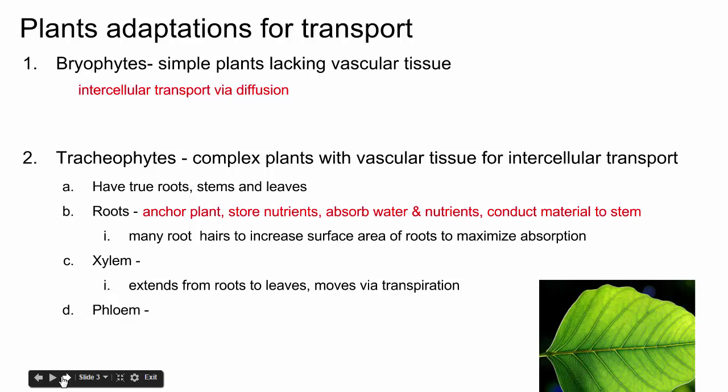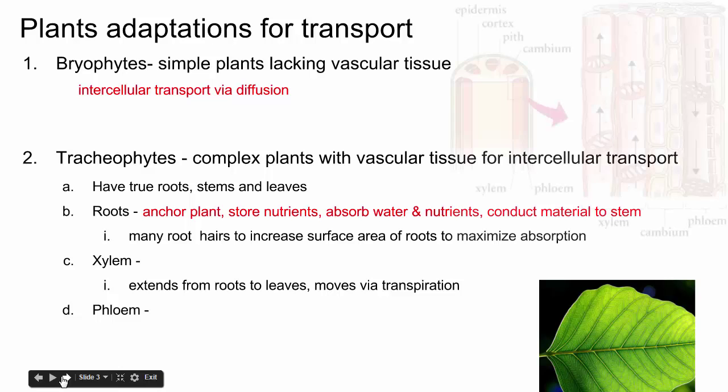They often serve as a storage area for nutrients, for glucose. They absorb water from the soil. They absorb minerals and nutrients from the soil, and then conduct those nutrients and water into the stem of the plant. When you look at the roots of a plant, you'll notice very tiny root hairs attached to these roots that increase the surface area, allowing it to absorb as much water and nutrients as possible. Kind of like the villi in the small intestine. They increase the surface area, allowing for greater absorption of materials.